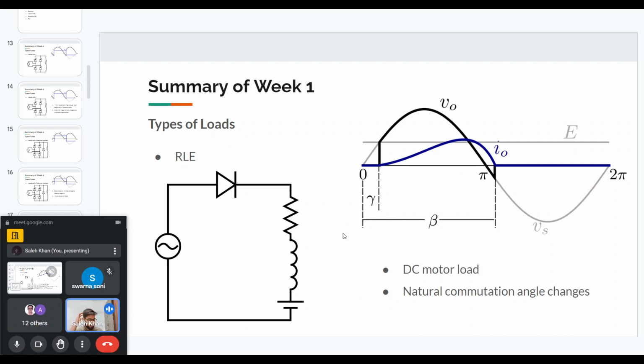But for different DC motors, depending on what kind of motor it is, this is a general load, we can say an RLE load. If it is a series motor or a shunt motor, then the inductance value or the field inductance will change. But this can be a general representation of a DC motor load, but not an induction motor.